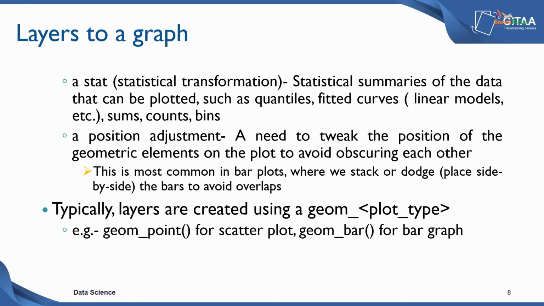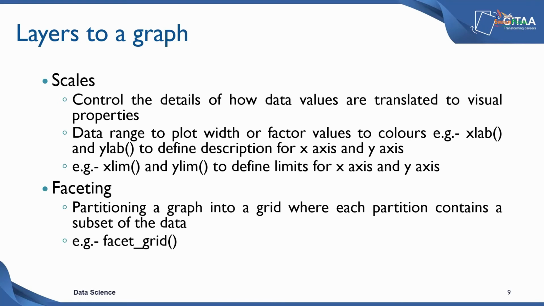So this is as far as the first layer goes. The first layer is geoms and it has many sub-layers to it. So let's see what the second layer is. The second layer is called scales. It controls the details of how you want the data points to be translated to visual properties on the graph. If you want to control the range of the plot, you can do that by using xlim and ylim. So this is a scale that you are setting on the x-axis and the y-axis to define the limits for these axes. So this is a scale based layer.